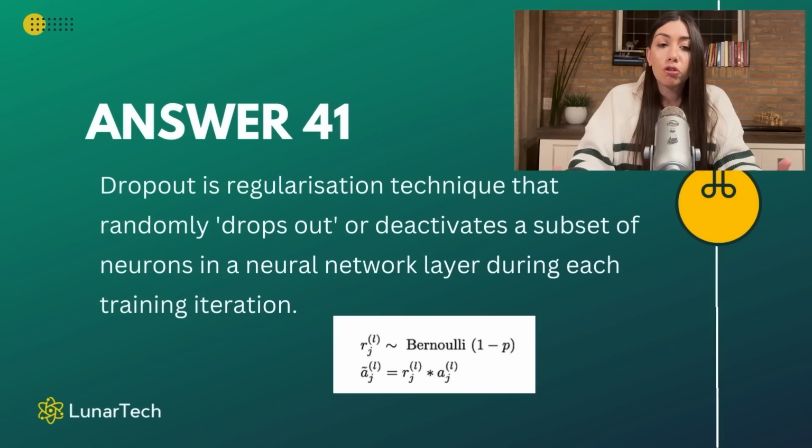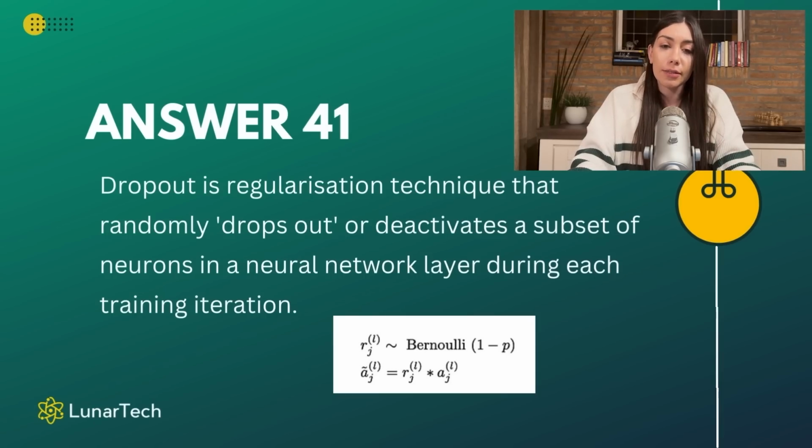And one way to make our model more generalizable and improve the performance of our model is by using a regularization technique. And one very popular regularization technique in neural networks is dropout. So what dropout regularization does is that it randomly drops out or deactivates a subset of neurons in your neural network during each training iteration.